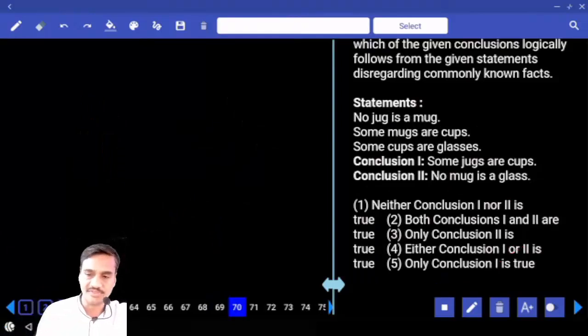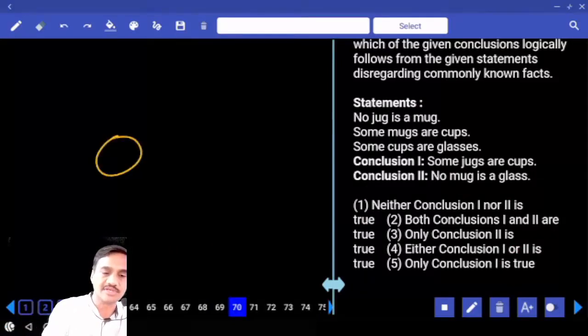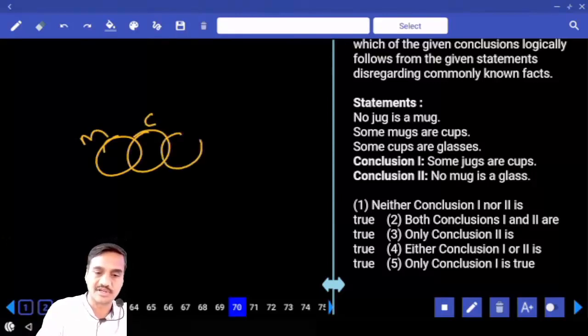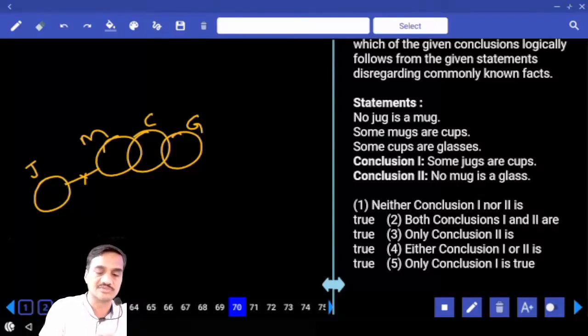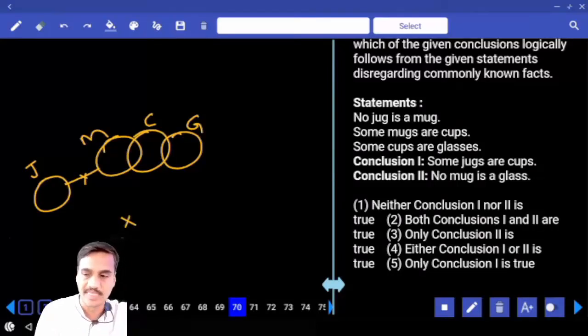Then, now in this 70, some of the mugs are cups. These are the mugs that are cups, a mug and a cup. And some cups are glasses. And next one, no jug is a mug. No jug is a mug means no intersection between jug and mug. Now in this one, first one, some jugs are cups. Jug is here, cup is here, that is false. And no mug is a glass, that is definitely true.